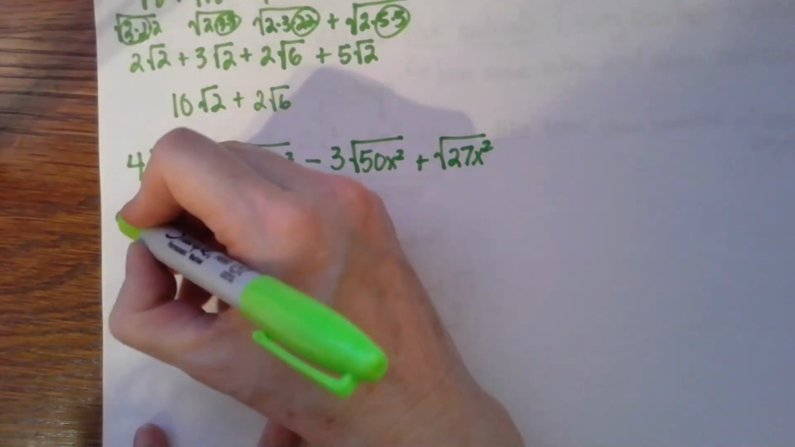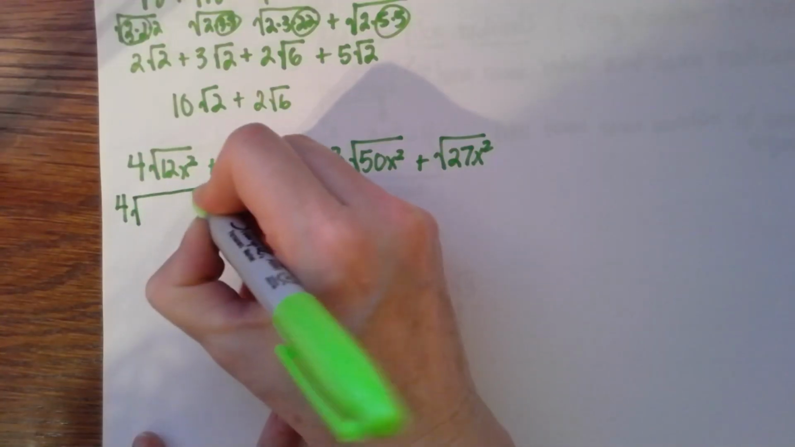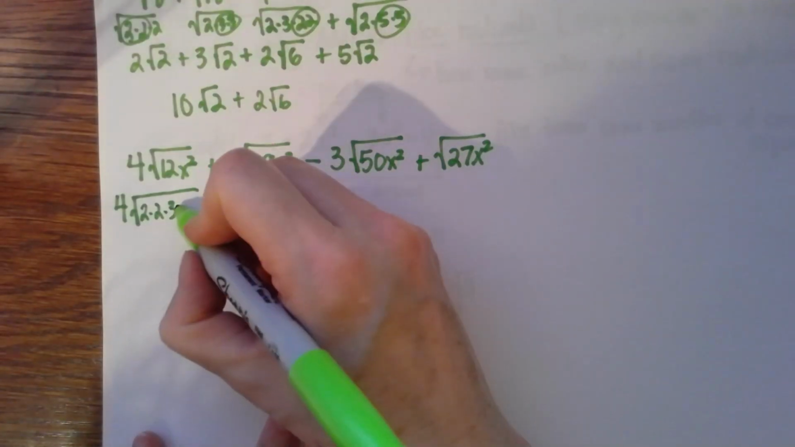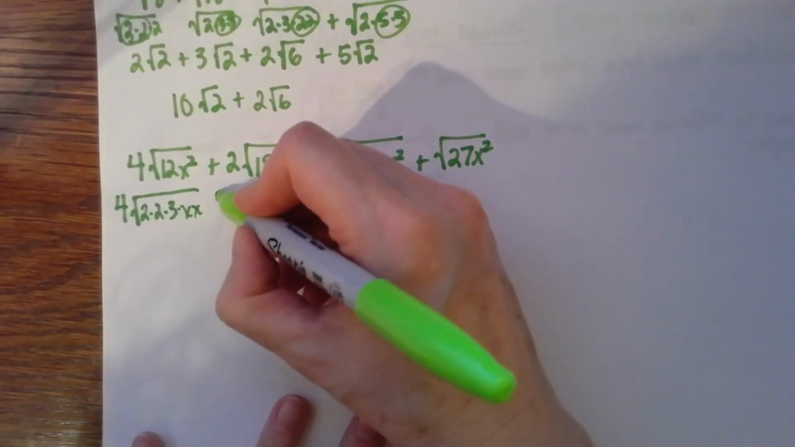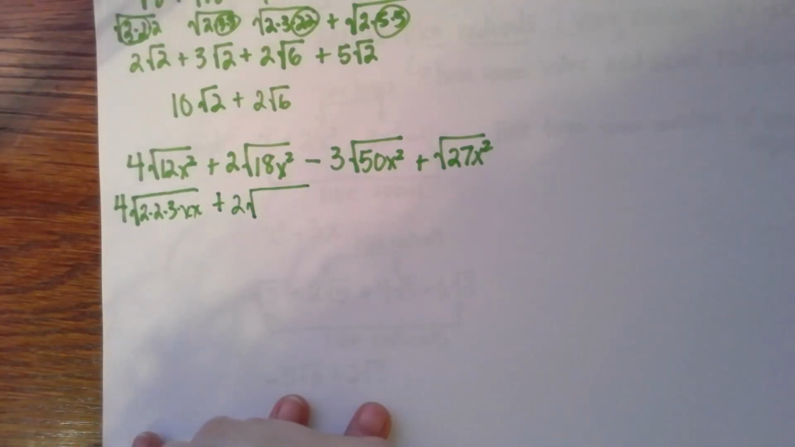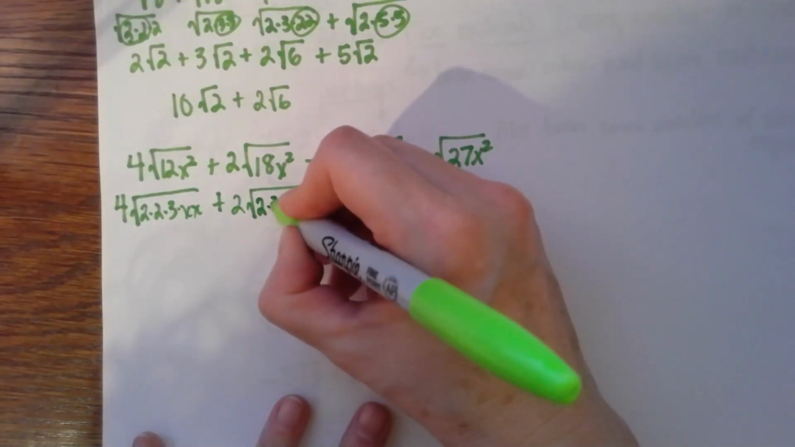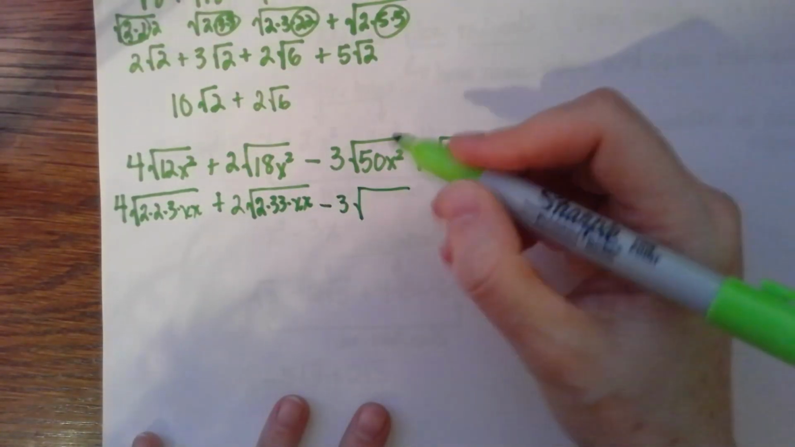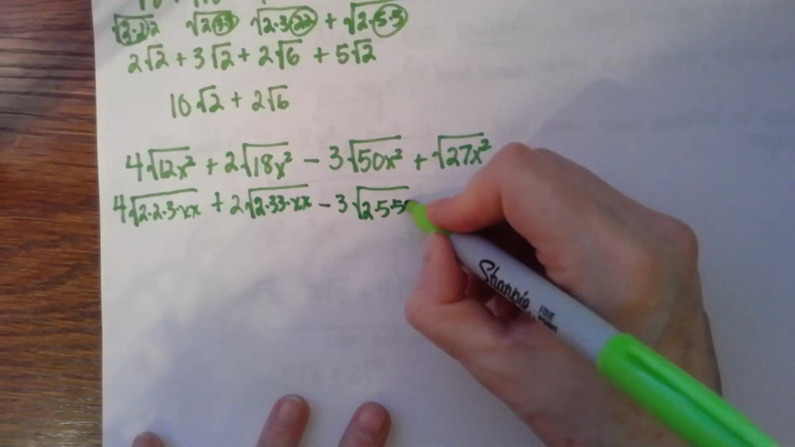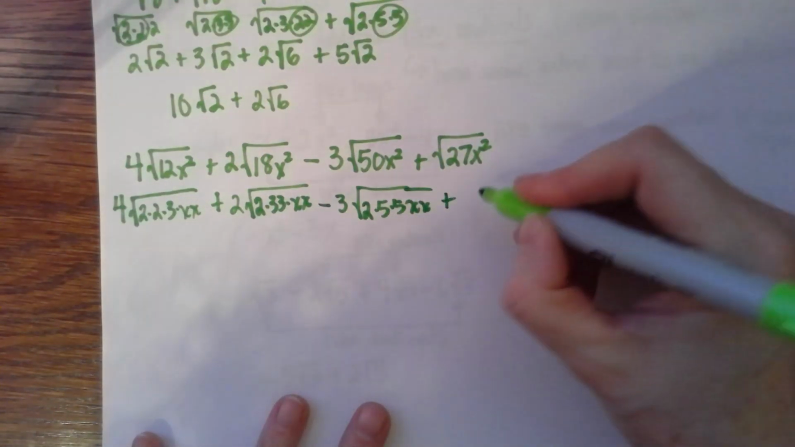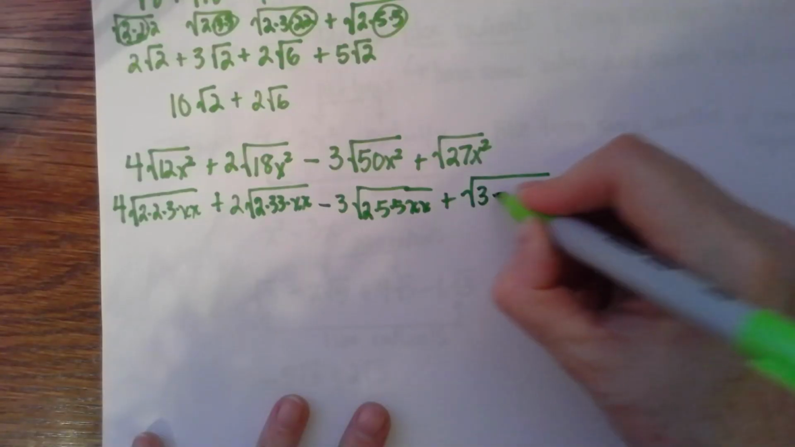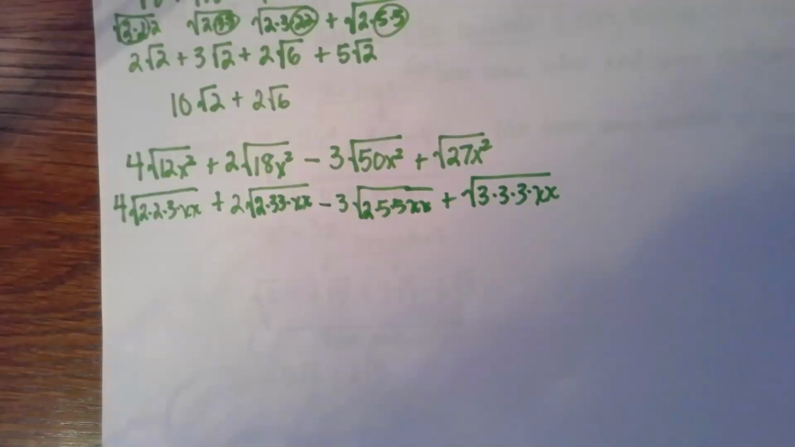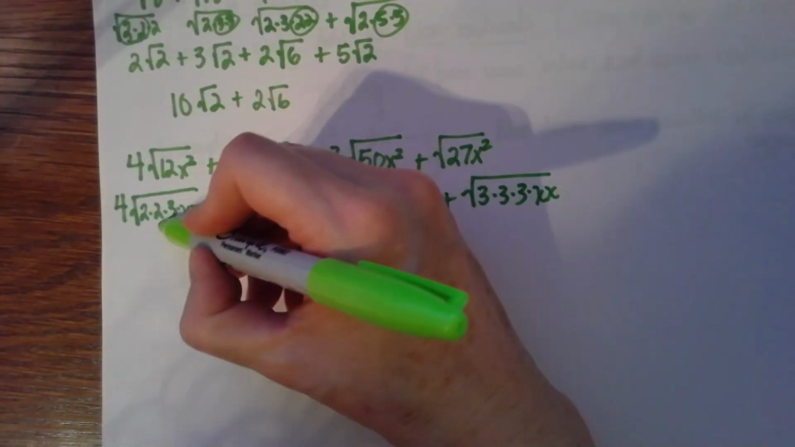we must simplify first. So this is going to be 4 times the square root, and 12 is 4 times 3, or 2 times 2 times 3, and x squared is x times x. This will be, let's see, 18 is 2 times 9, or 2 times 3 times 3, and this x squared is x times x. 50, we just did that one, that's 2 times 5 times 5, and our x squared is x times x. And let's see, 27, that's 3 times 9, or 3 times 3 times 3, and x times x.